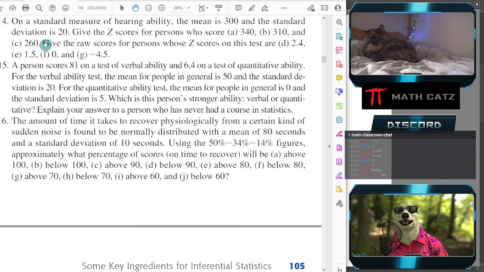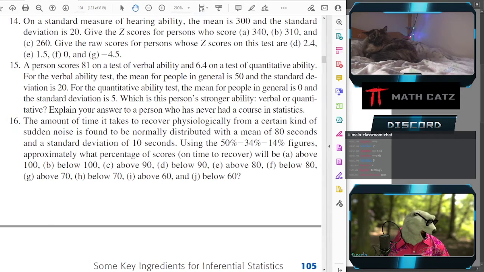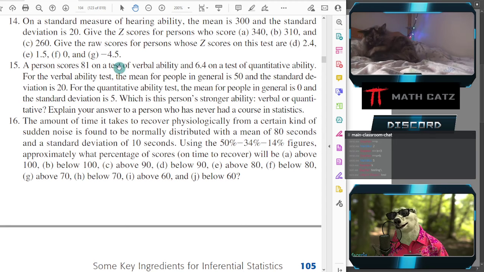Let's read this first. On a standard measure of hearing ability, the mean is 300 and the standard deviation is 20. Let me just move this a little bit to the side so you can see it. Give the z-scores for persons who score a variety of scores, and then give the raw scores for persons whose z-scores on this test are like so. So let's do the first one for sure.